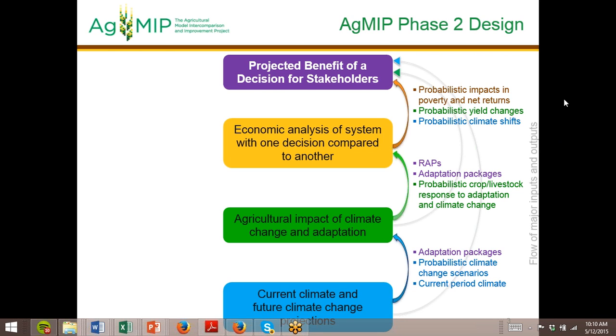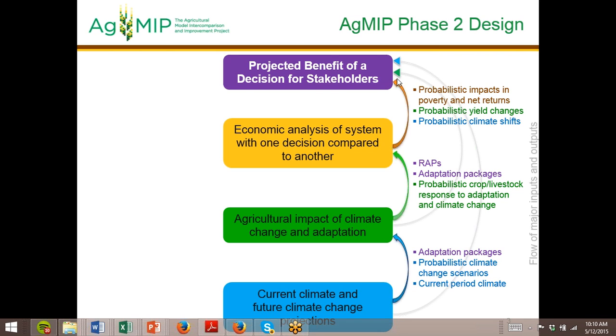And even when you get to the very top, there's another place where climate people come into the analysis, which is that the economists are going to end up with results from several different climate scenarios, and we need to provide information about which of those climate scenarios is more likely. So this probabilistic climate shift at the top here, this is in reference to the idea that we will be assigning weights and probabilities to various climate scenarios in the end.